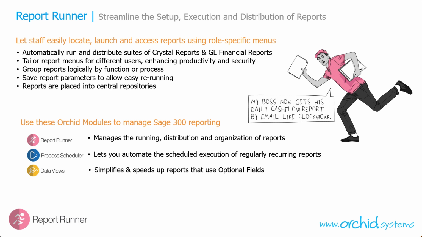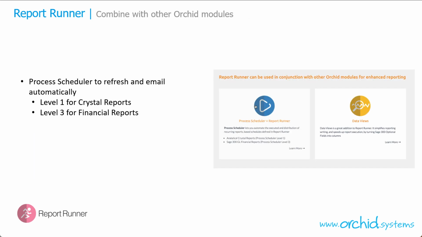Report Runner is often used in conjunction with Process Scheduler to automate the scheduled execution of reports and data views to simplify and speed up reports that use optional fields. You can use Process Scheduler Level 1 to refresh and email automatically Crystal reports, and Level 3 to refresh and email automatically financial reports. And data views works well if using optional fields in custom Crystal reports.